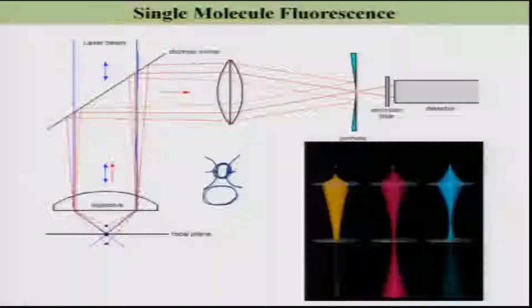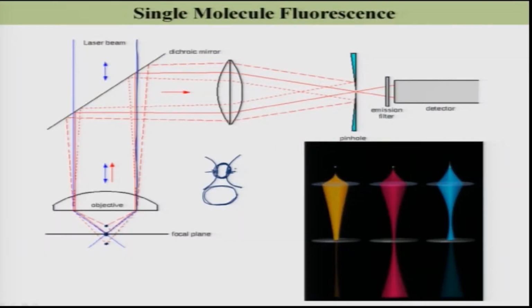Now keeping this pinhole position the same, don't move it, if you follow the ray diagram of the light originating from this particular position, it will be something like this, and then it will go this way, and this part is blocked over there. So it cannot reach the detector.